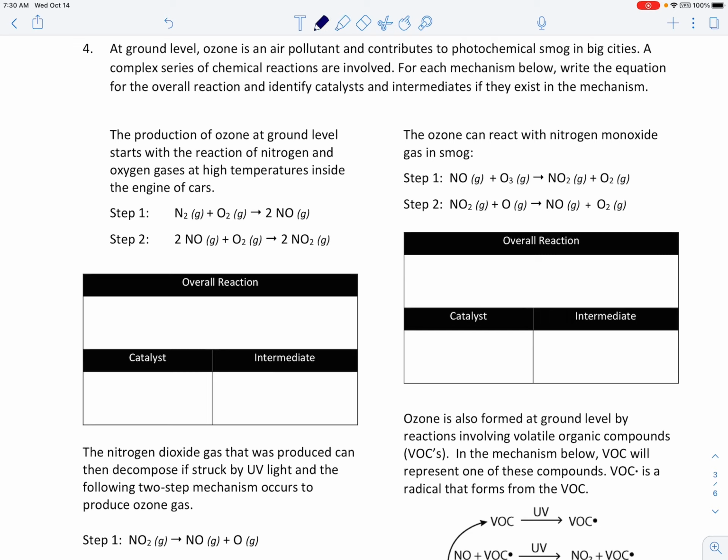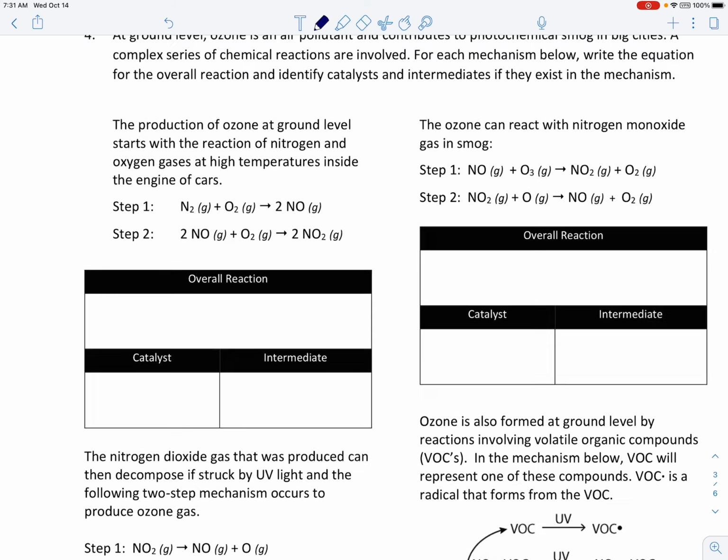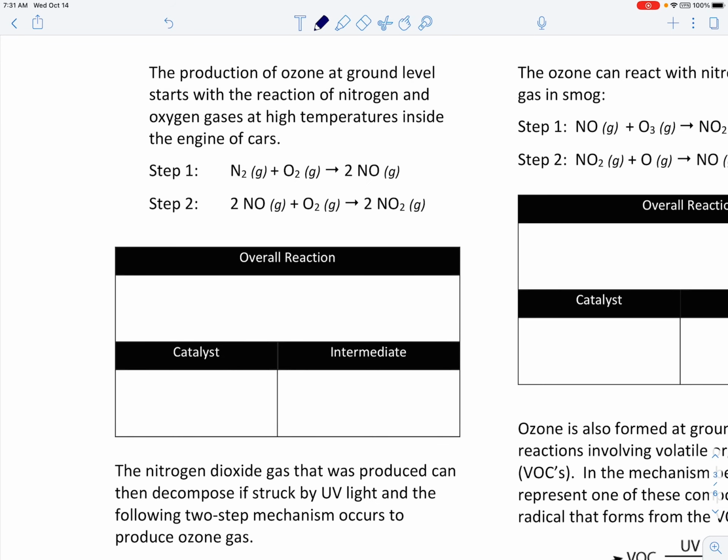I'm not going to do all of these with you, but I'll do the first one with you, and then I'll leave you to finish off question 4 on your own. So we're going to simply write the overall reaction, and any catalysts or intermediates, if they exist, in the reaction mechanisms. So the first one, let's do this together. The overall reaction, well, let's cancel things out. So the 2 NOs that are produced in step 1 get used up in step 2 as reactants. That means that the NO gas is an intermediate. It's produced in an early step, used up in a later step.